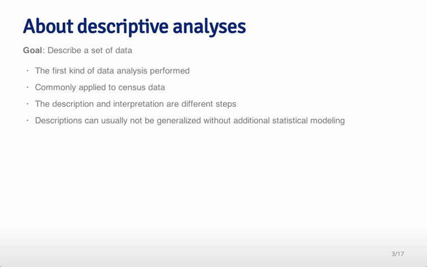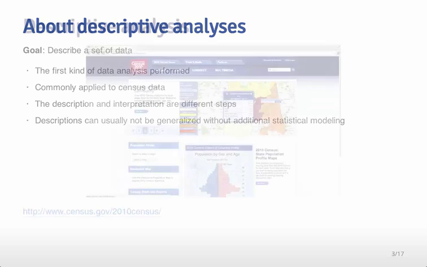The description and interpretation of this data are sort of different steps. So you have to describe the data and then interpret what you've seen. Descriptions can usually not be generalized without additional statistical modeling. So in other words, you're describing what you see in this data, but you're not saying what that might mean for the next person that might come along.